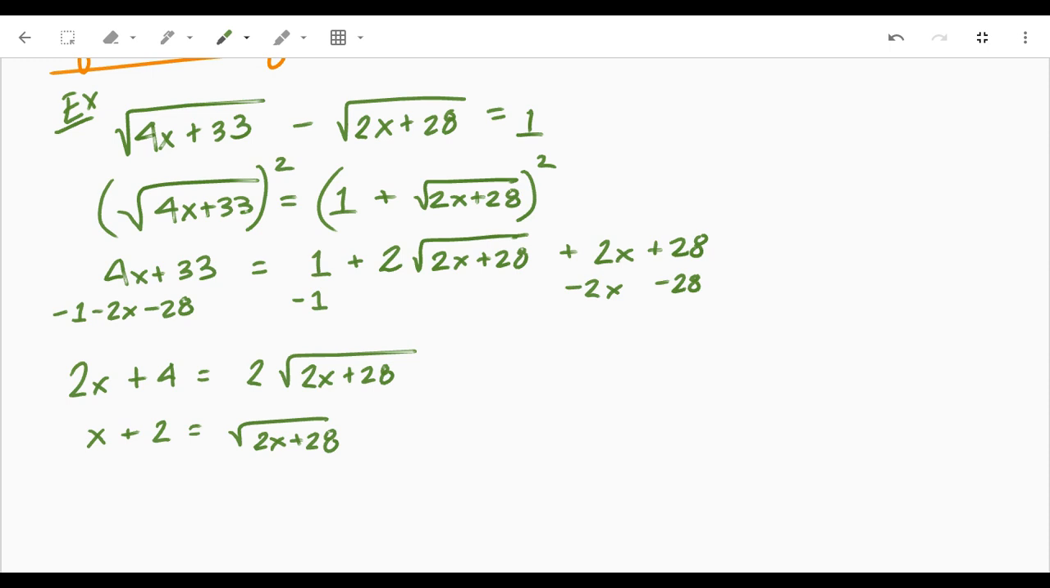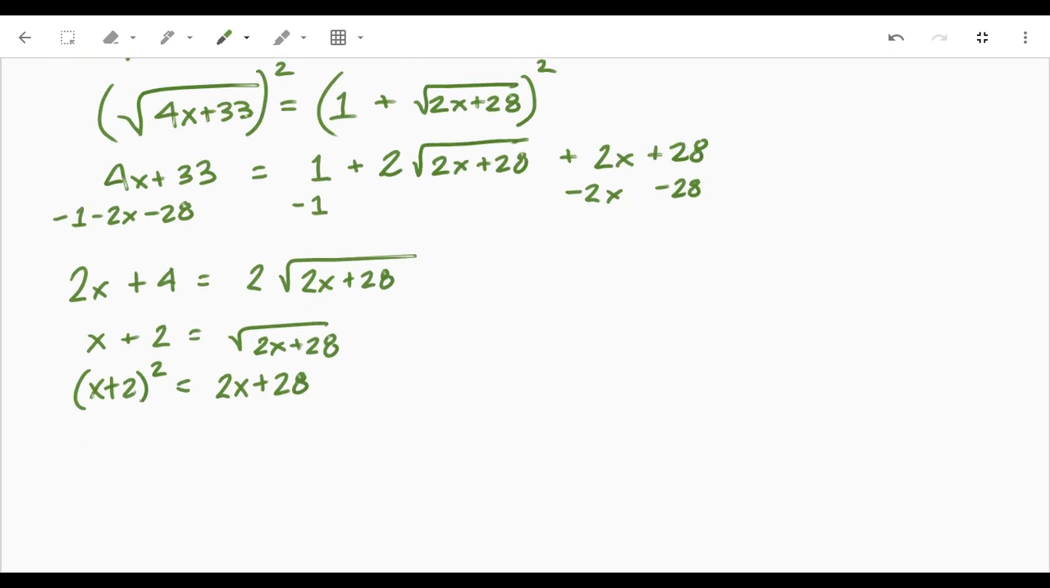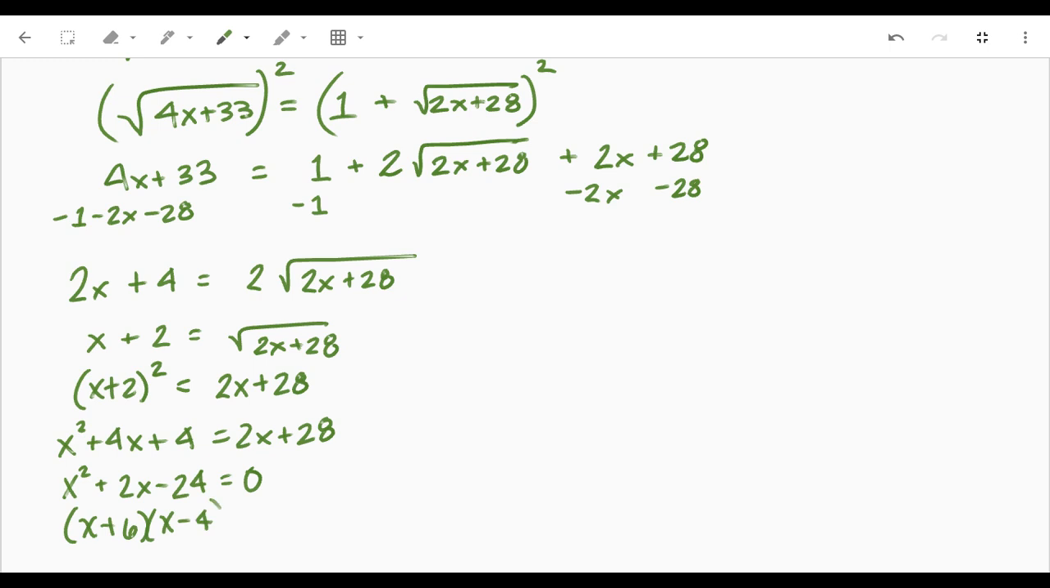Okay. Now it's like the last topic, right? So now I can square both sides. And I'm going to have x squared plus 4x plus 4 equals 2x plus 28. I'm going to get everything to the left-hand side. So x squared plus 2x minus 24 equals 0. And I'm going to factor it. X plus 6, x minus 4. Okay, so x equals negative 6 or x equals 4. And I'm writing them over there so I can check my answers.